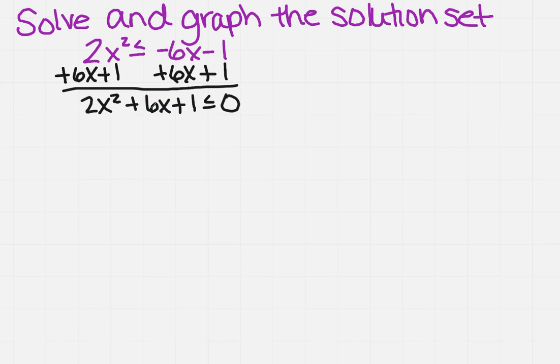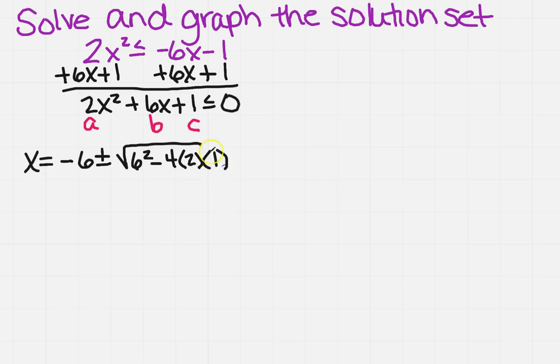So here comes the bad news. That means we're going to have to use the quadratic equation. So remember we need to know what our a, b, and c is. So here's a, here's b, and here's c. So my quadratic formula says that x equals the opposite of b plus or minus the square root of b squared minus 4 times a times c all over 2 times a.